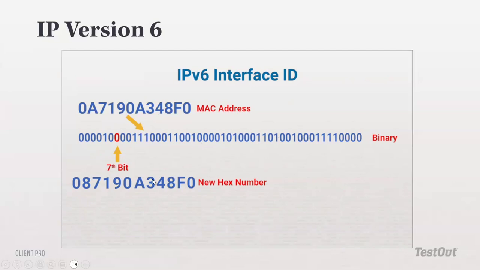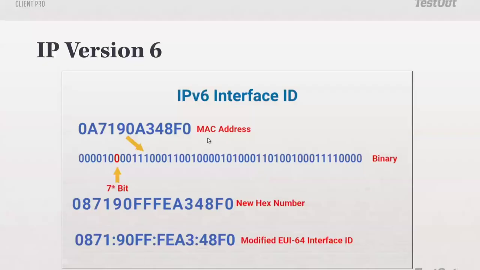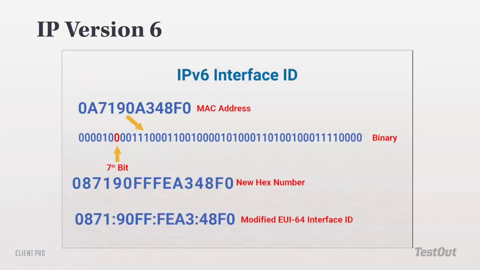So we're generating a new hex number from the 7th bit right here. We're basically including the MAC address in our network address, in our host address, in our interface ID. And that MAC address, where does that come from? It comes from your network card. So we get truly unique addressing within IPv6. And here's our modified interface ID right here. Yep, use your A and 8.